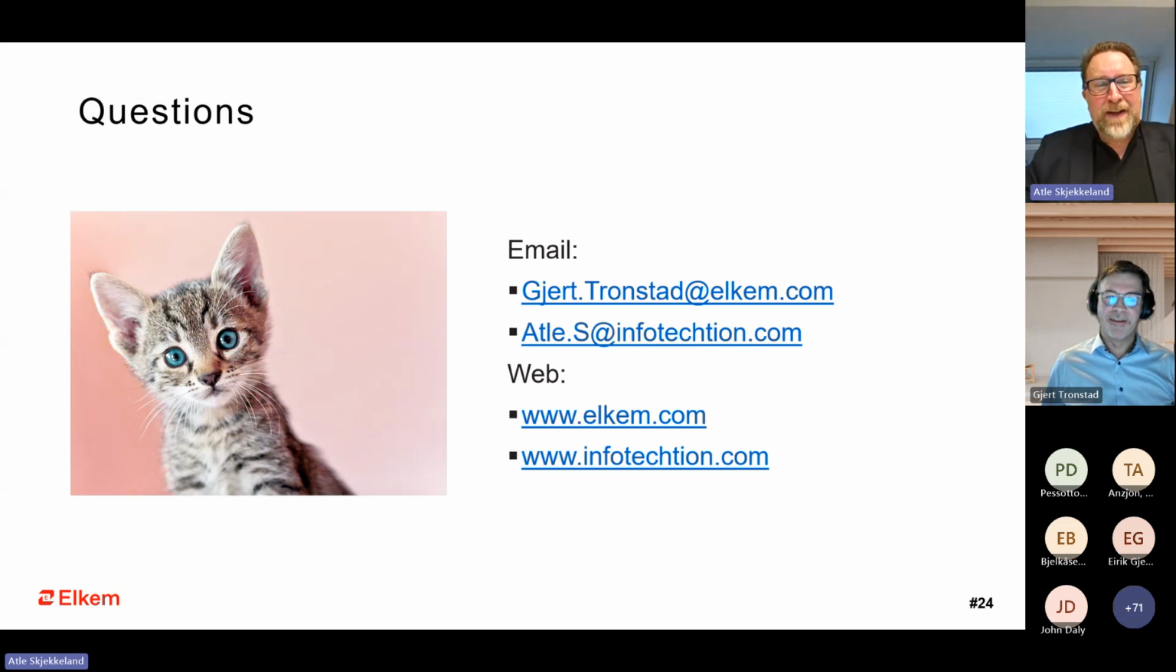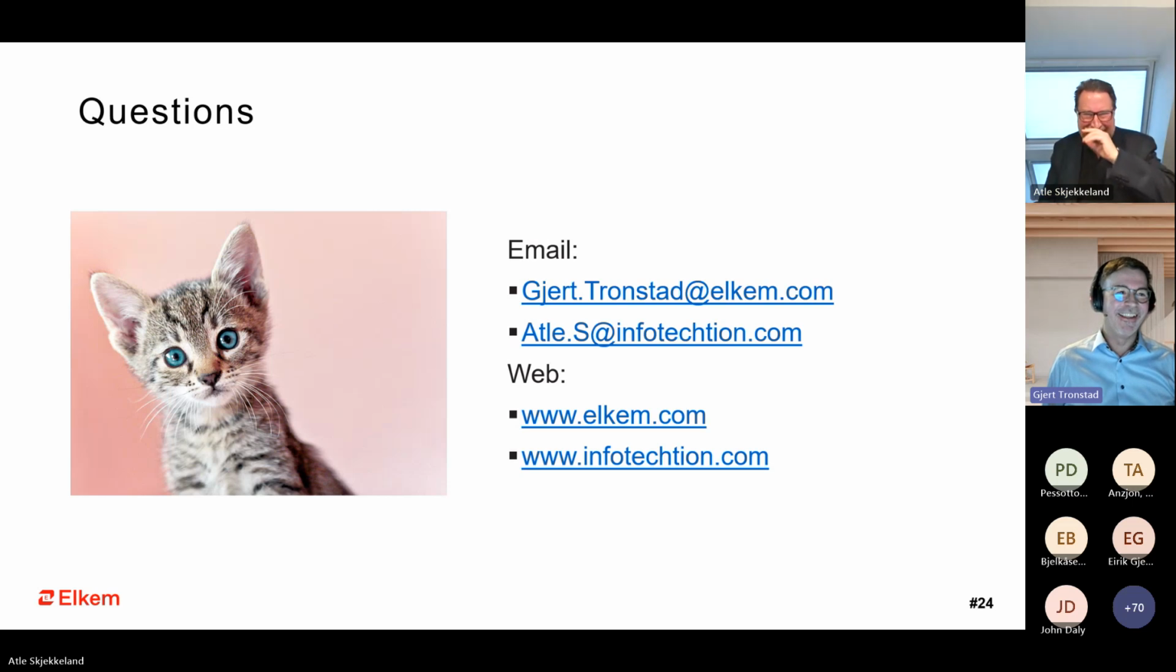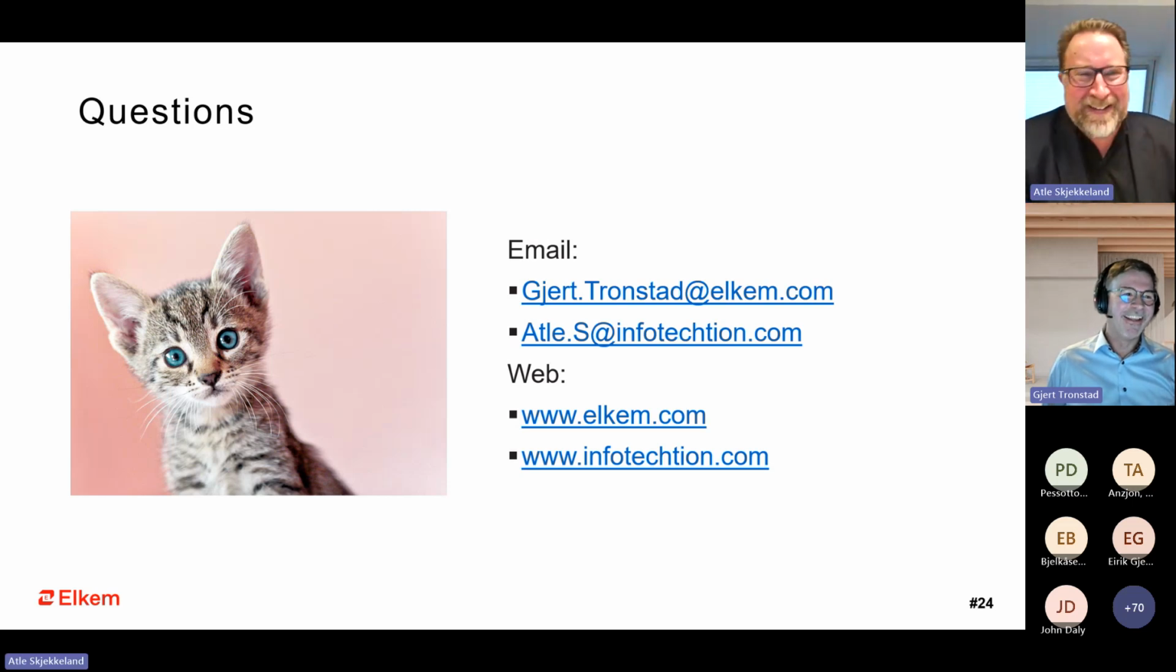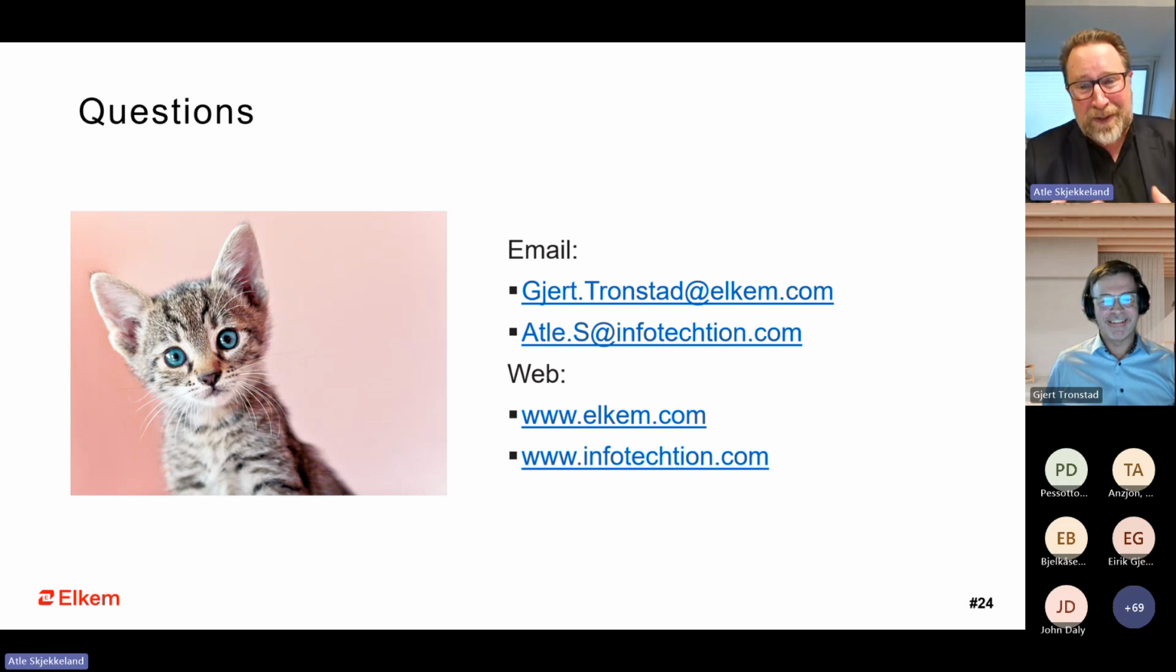So before we address the questions, do you recognize the cat yet? Oh, yes, I do. This is something you just have to learn, guys. If you work with Infotechtion, there's always going to be a cat showing up in some slides or meetings. It might have been Elkem, one of the first ones, that the team started having a picture of a cat at the end of each status presentation, and that started a trend that continued with a lot of projects. Of course, it all depends on the style and the culture, but that's a way of doing it.